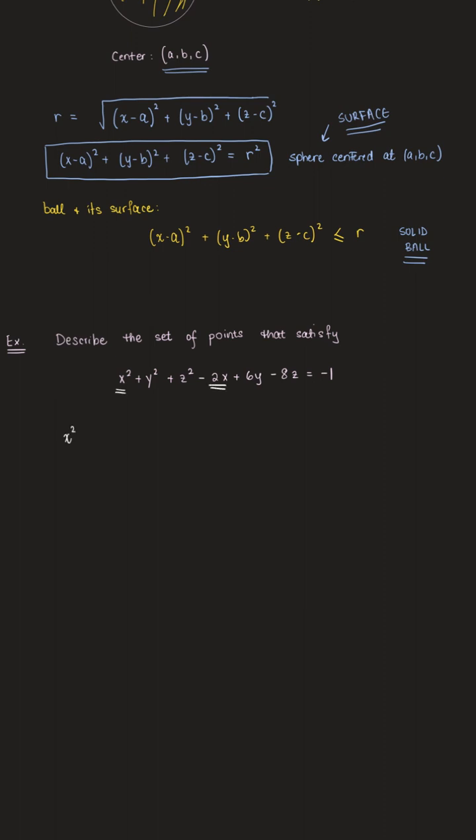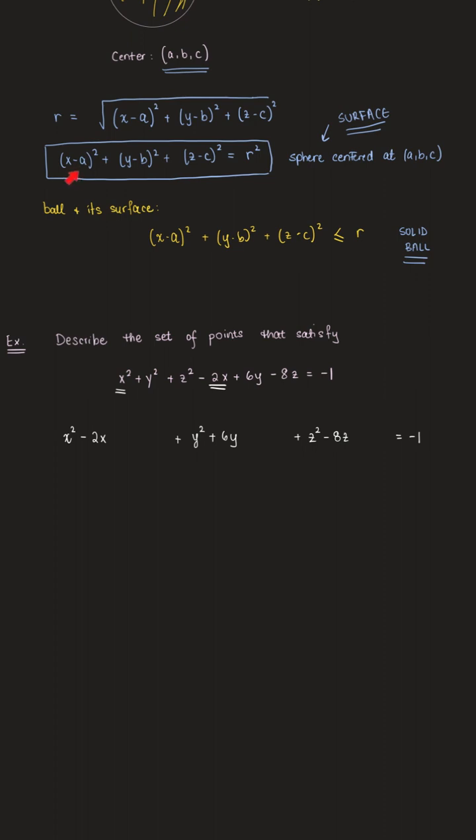So I'll write x squared minus 2x. I'm going to leave a little room. The y's, I'm going to put those together, so I have y squared plus 6y. And I'm going to do the same thing with z: z squared minus 8z equals -1.